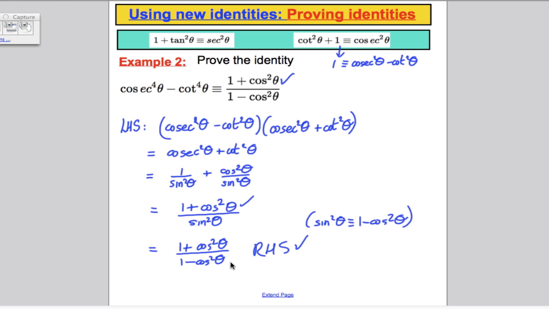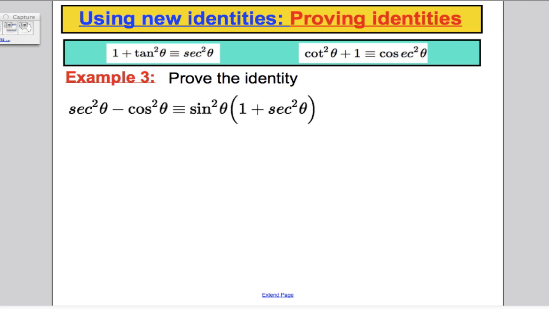Okay, I'm going to try another identity. Pause the video, have a go, see if you can get the answer. Okay, going through then, let's see what we could do. Well, let's start on the left hand side. Okay, sec squared minus cos squared. So sec squared theta minus cos squared theta.